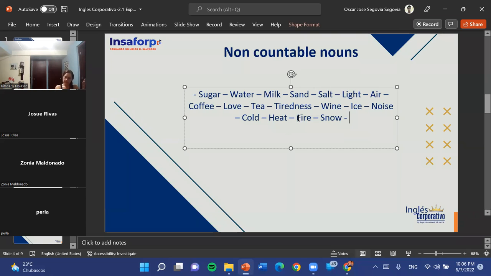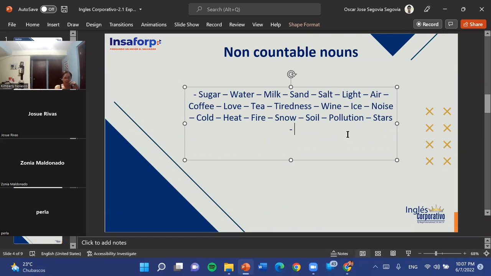Fire, snow, we already had water, we have air also, and we have pollution. Pollution. Oh, yeah, pollution, very good. Stars. Yeah, stars are very, very hard to count. So yes, stars are also going to be turned into uncountables.